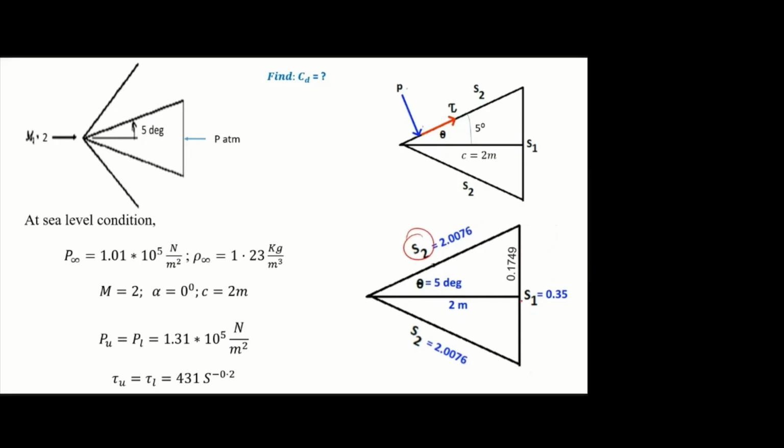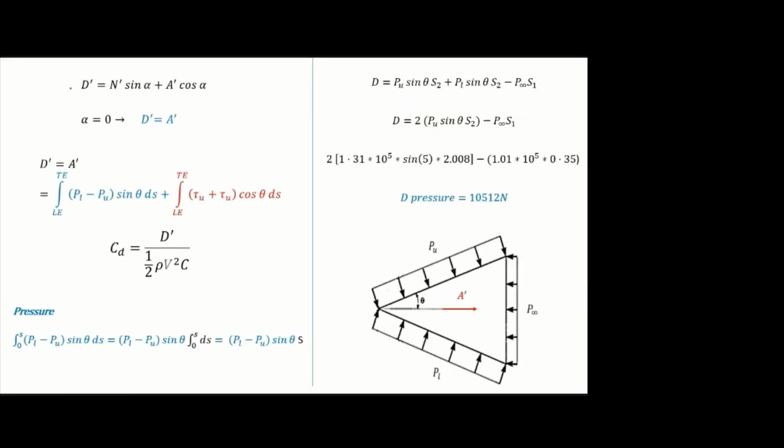If we are finding S2 and S1, it means we are going to find the forces. To find the force, we should know the pressure and the area acting. The pressure is acting on this length. That's why we are finding this S2 and S1. So what we need is the drag force. So directly I'm writing the drag equation, and we know the angle of attack is 0, so sin 0 is 0, cos 0 is 1. Then you will get D dash equal to A dash. And the A dash equation we already know.